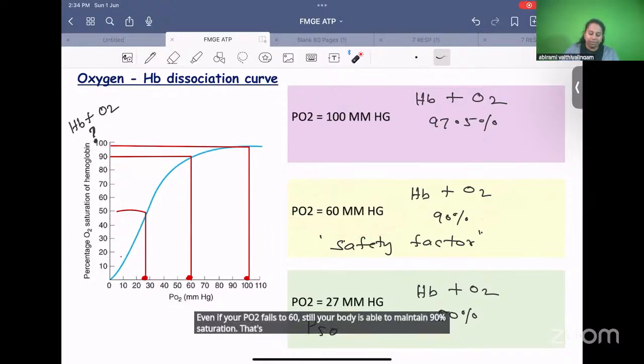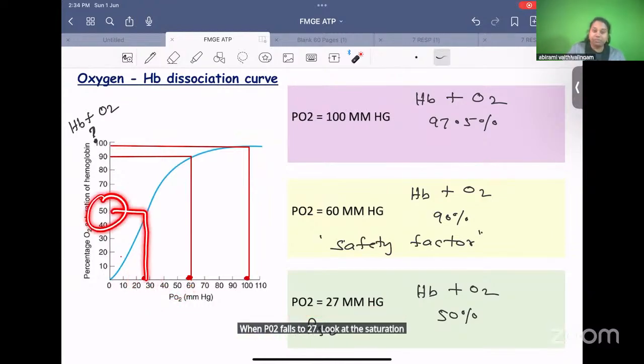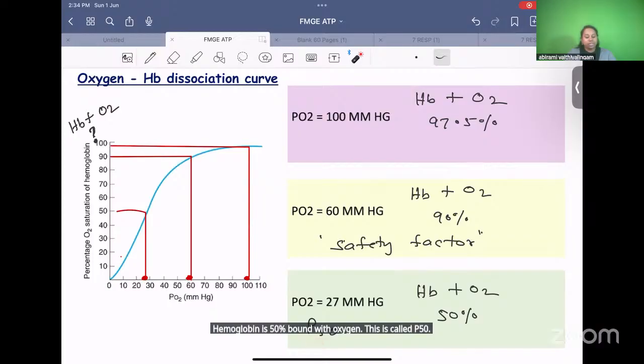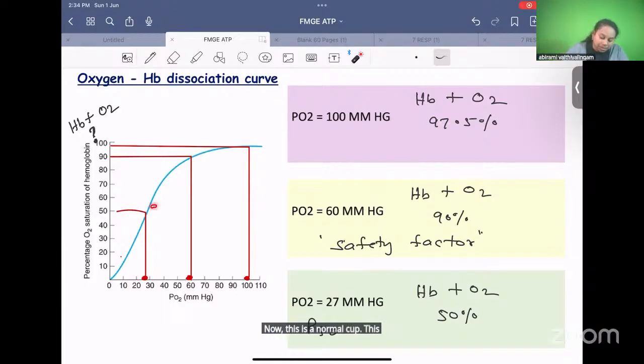That's why safety factor. When PO2 falls to 27, look at the saturation, only 50%. Hemoglobin is 50% bound with oxygen. This is called P50, the partial pressure at which you have 50% saturation. P50 value is 27 millimeter of mercury. Now this is a normal curve. This curve can be shifted to the right or to the left. What are the causes for right shift and left shift of this curve?